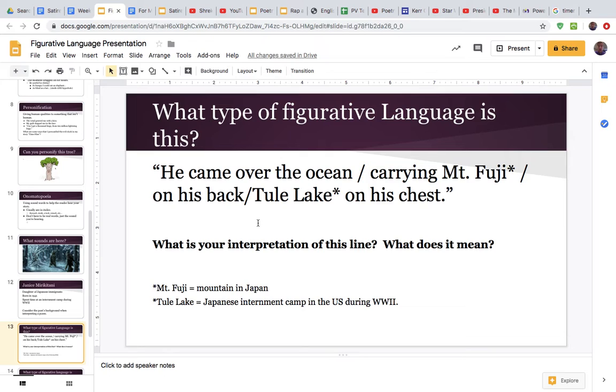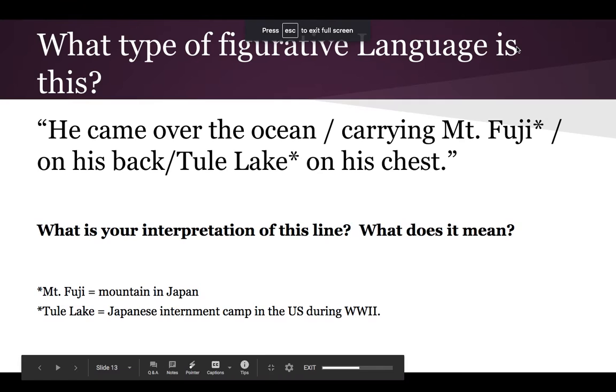Obviously, he's not literally carrying a mountain, but I think his culture is a burden that he has to carry. It's weighing him down in this new country. And that's on his back, so that's behind him. In front of him, in this new land that's supposed to be freedom and opportunity, what's on his chest? Well, it's Tule Lake. He's going to be taken to an internment camp, and his freedom's going to be taken away from him in a place where he was told he would be free. Those are some things I interpreted from that. Again, my interpretation is no better than yours, just some ideas that I had.